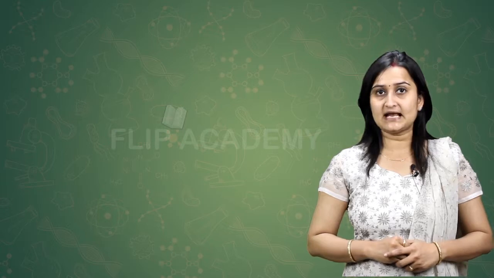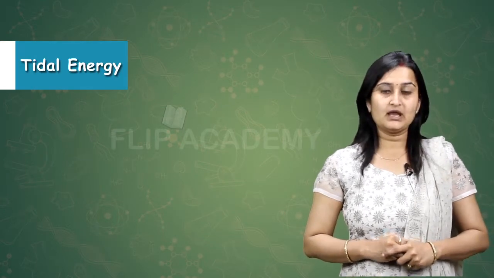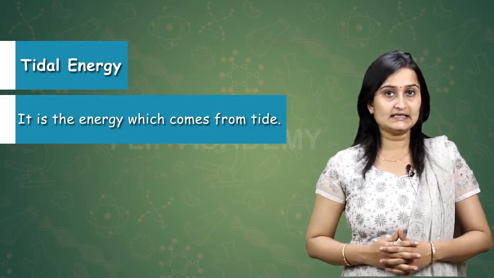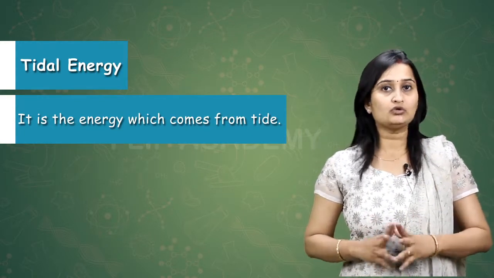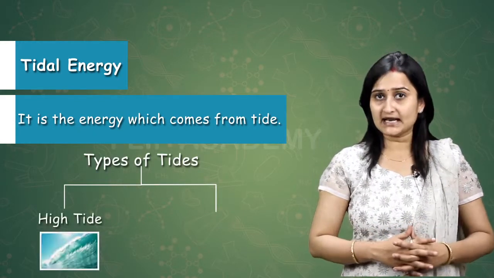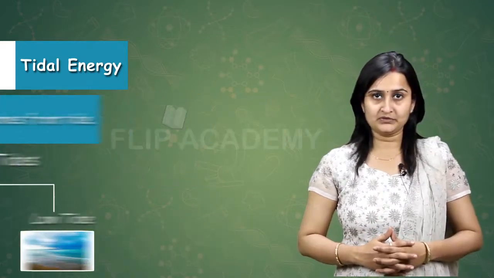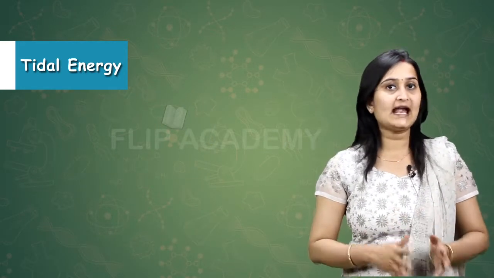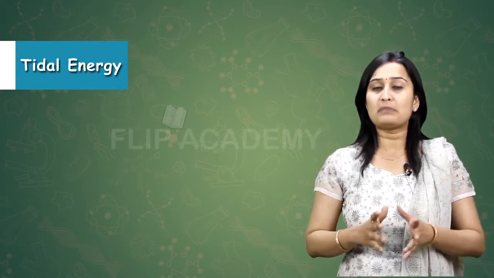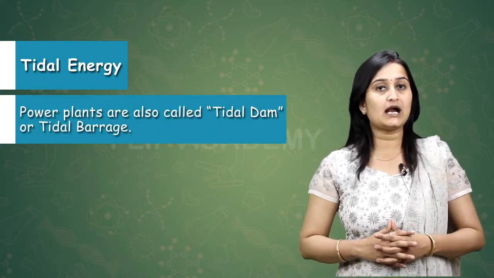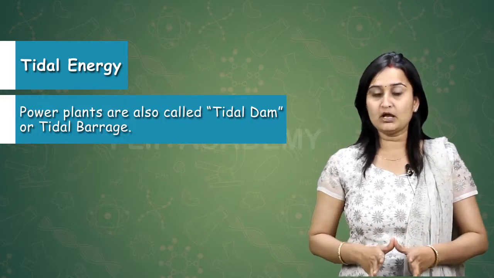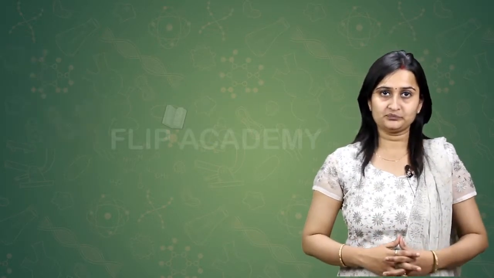In the first case, that is tidal energy. Tidal energy is basically the energy that comes from tides. There are two types of tides, the high tide and the low tide. On the basis of this high and low tide, power plants are constructed. These power plants are called a tidal dam or tidal barrage.